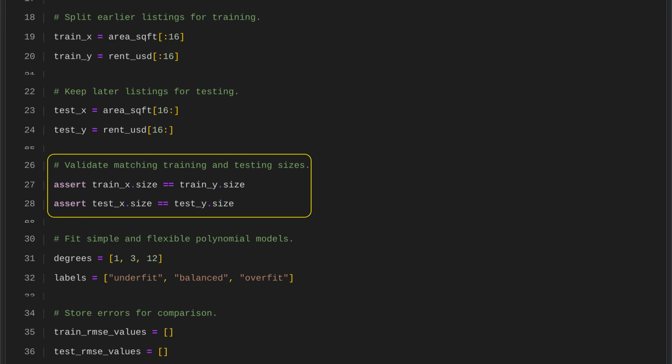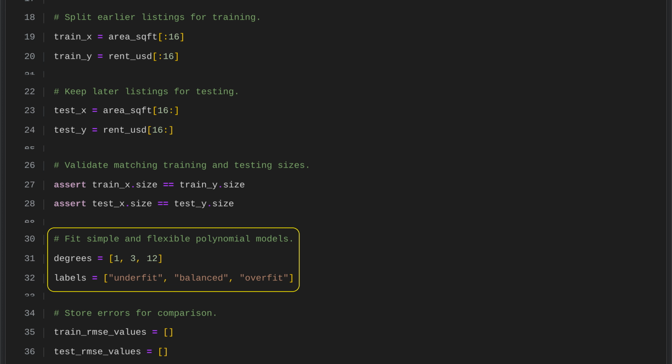Before training or evaluating the model, we check that each dataset has matching inputs and labels. The training examples must align with the training rent values, and the testing examples must align with the testing rent values. These checks help catch data partitioning errors early and prevent mismatches during model training or evaluation.